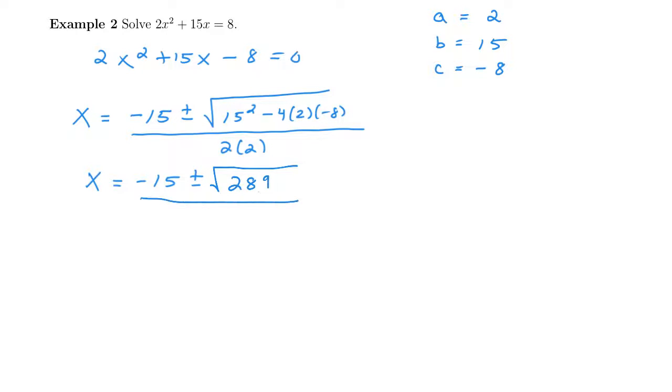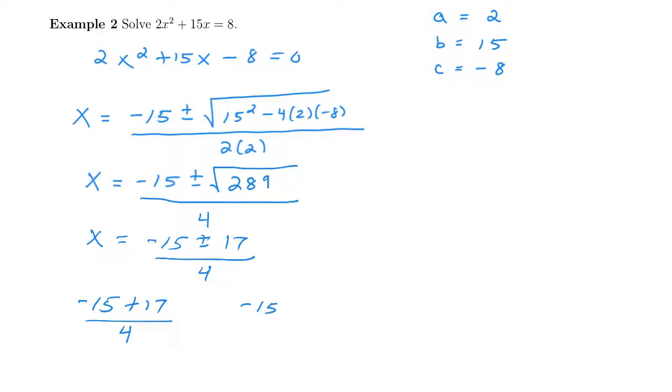And this is all divided by 4. And I'm going to type in the square root of 289, and oh, that works out great. That's equal to plus or minus 17, all over 4. So here are my two solutions. I have -15 plus 17 over 4, and also -15 minus 17 over 4. And I'll simplify those.